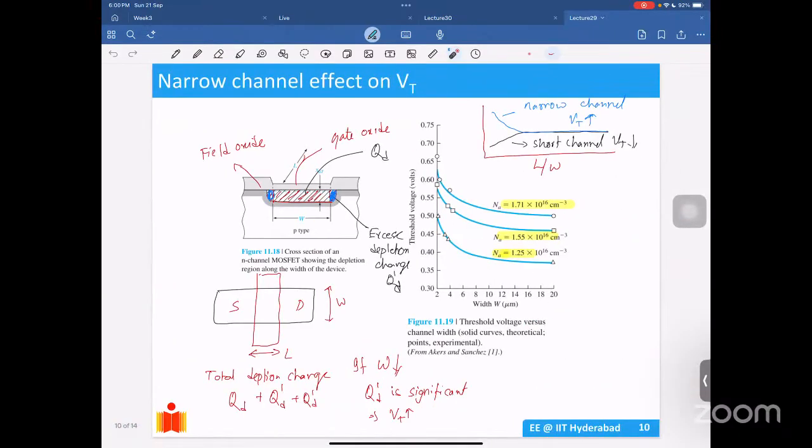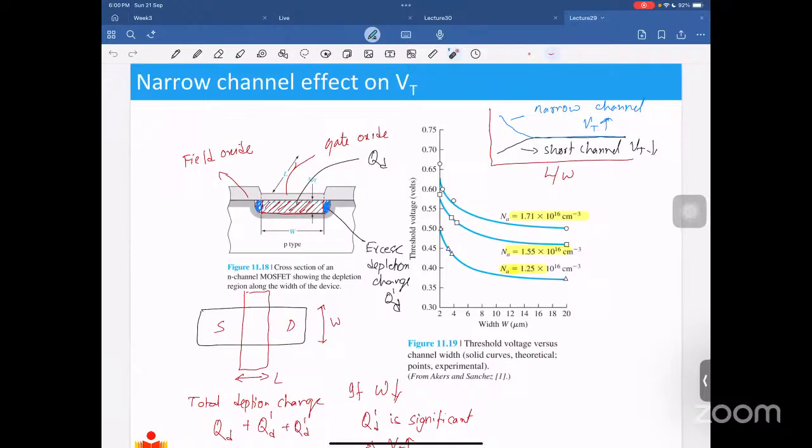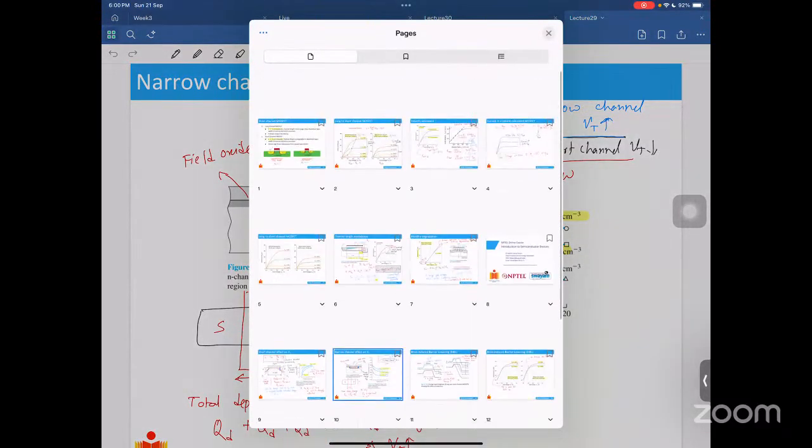And then the other thing is, your transistor will have two parts, no? You have a better picture than this.